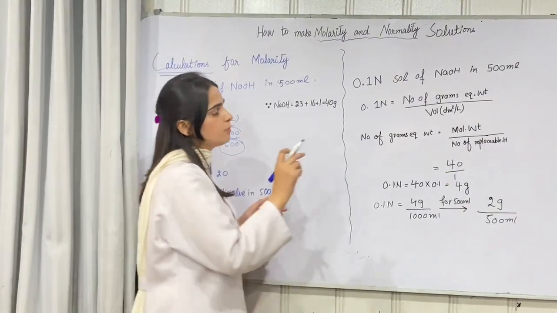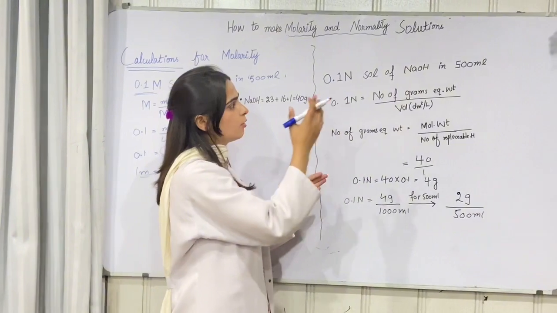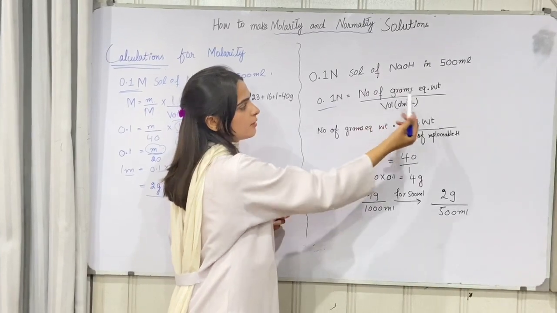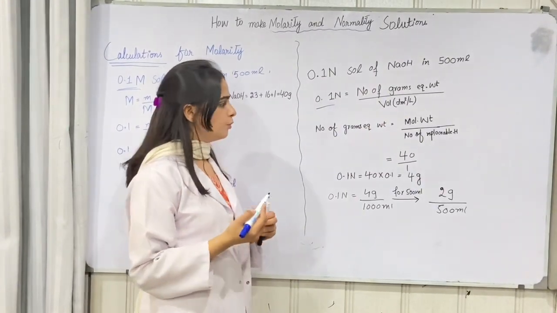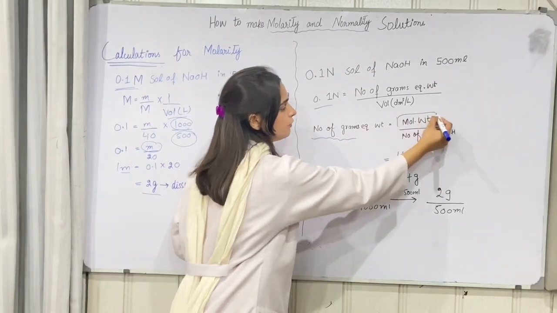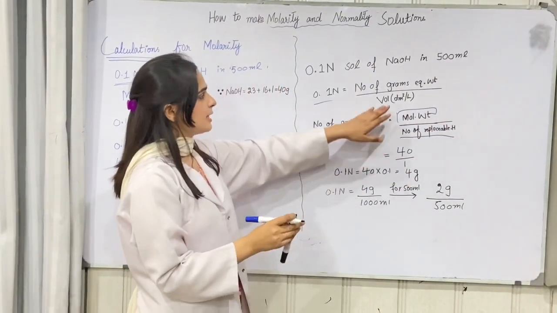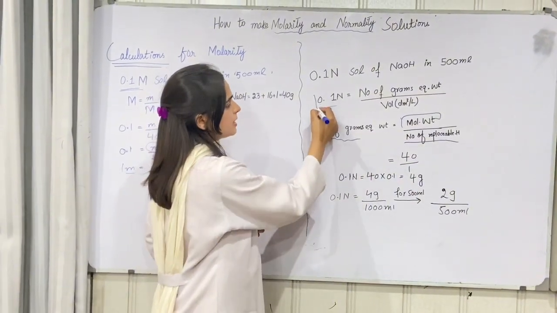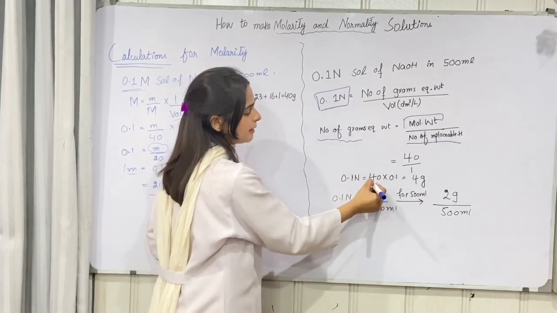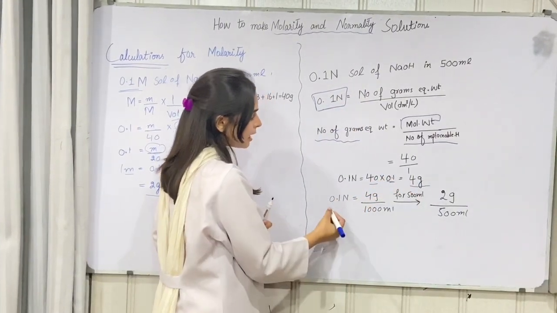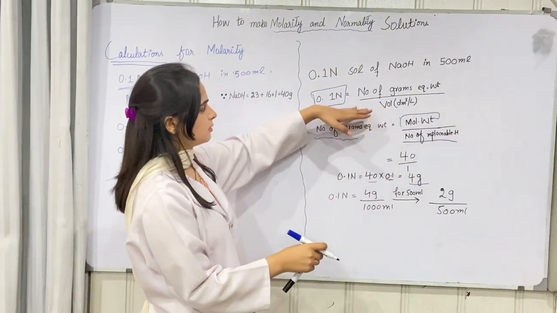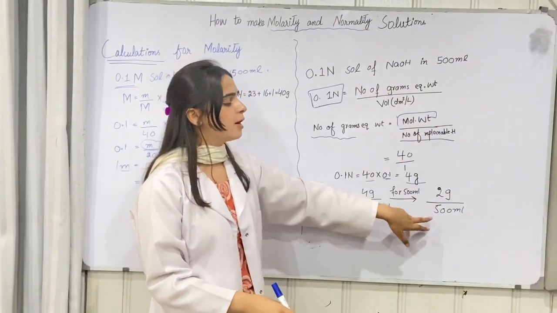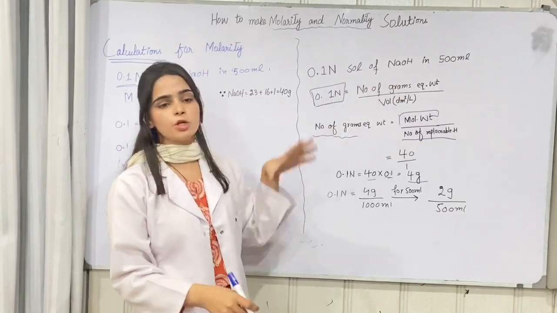hydroxide. Next, we will move to the 0.1 normality solution of sodium hydroxide in 500 ml. As we know the formula of normality is equal to number of grams equivalent weight over volume in dm3, and number of grams equivalent weight is equal to molecular weight over number of replaceable hydrogen. In case of sodium hydroxide, molecular weight is 40. Since we are required to make 0.1 normality solution, we will multiply 40 with 0.1, which is equal to 4 gram. And we will put the values in this formula, then we will get 2 gram. We will need to dissolve the 2 gram of sodium hydroxide in 500 ml to make the 0.1 normality solution of sodium hydroxide in 500 ml.